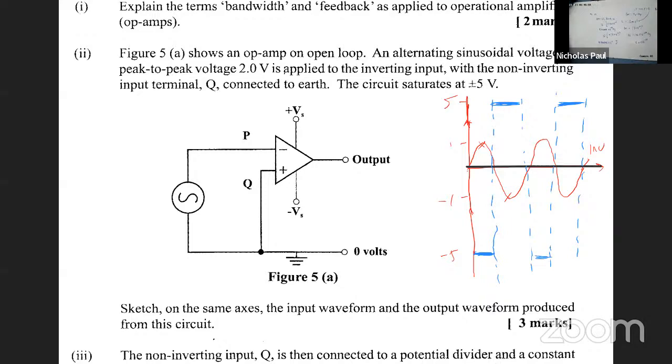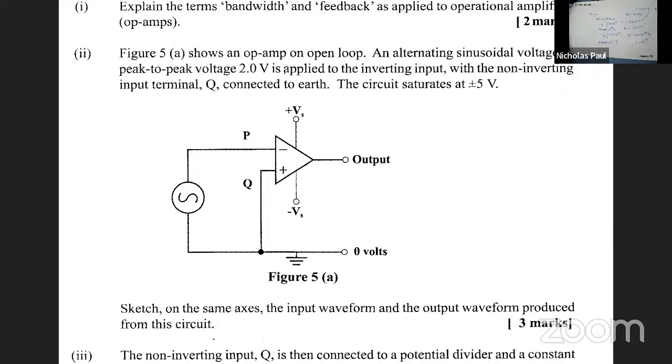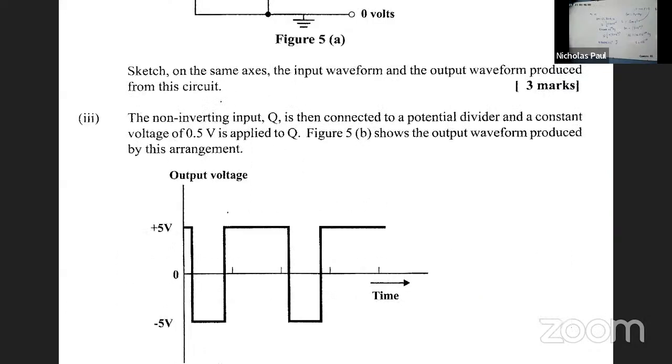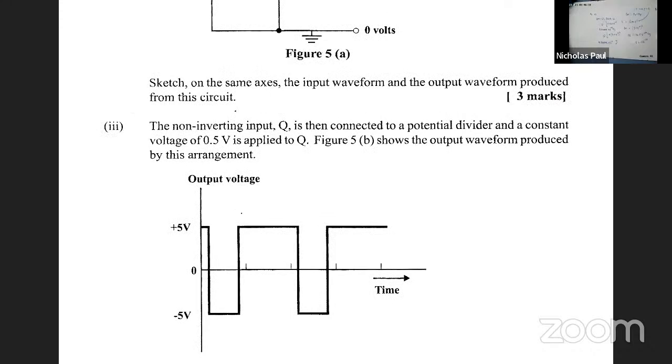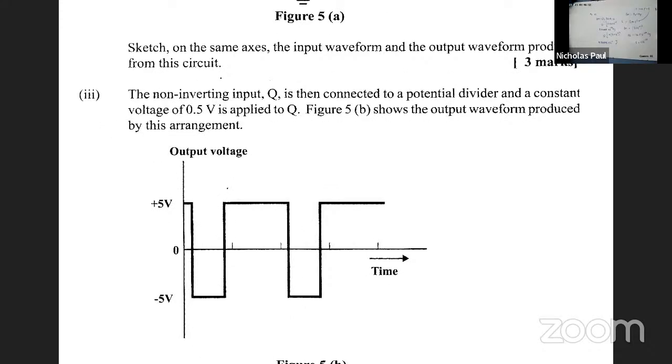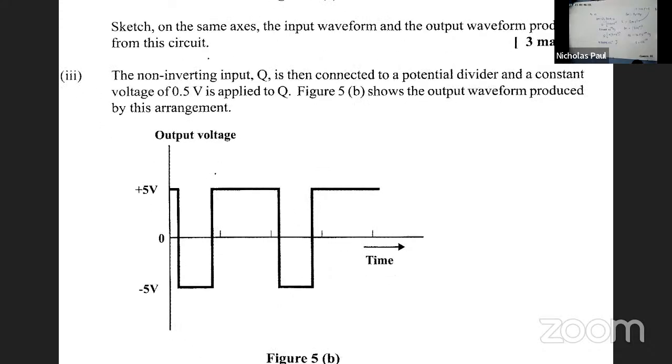Now do the last part from up there, please. Here's what they did. They complicated it a little bit. Across the non-inverting input, instead of 0, they put a constant 5 volts. Sorry, 0.5 volts. Can we explain what happened there?